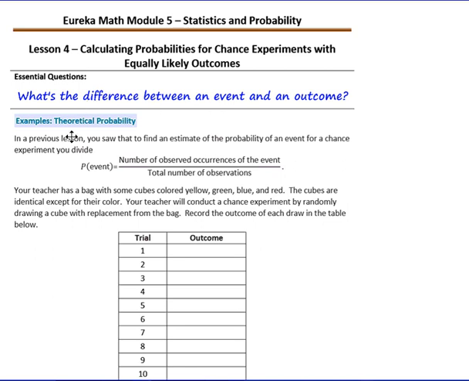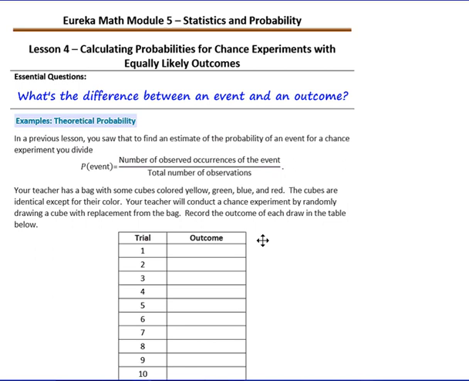In this example for theoretical probability, in a previous lesson you saw that to find an estimate of probability of an event for a chance experiment, you divide. The probability of the event is a ratio. It compares the number of observed occurrences of the event when you do the experiment, divided by the total number of observations.